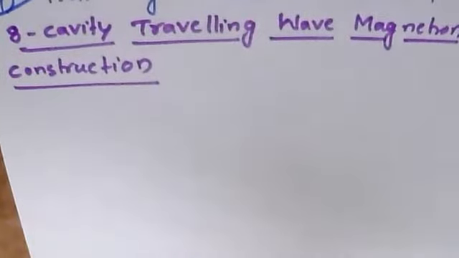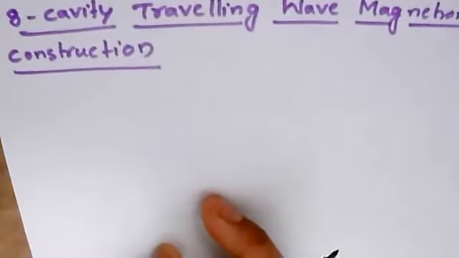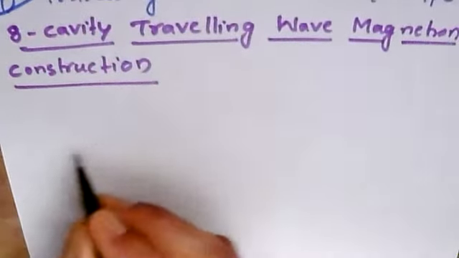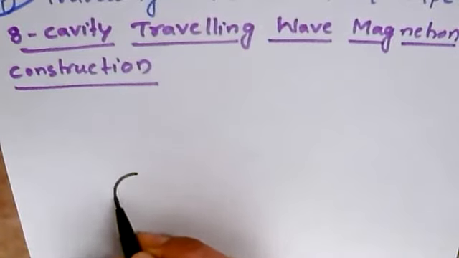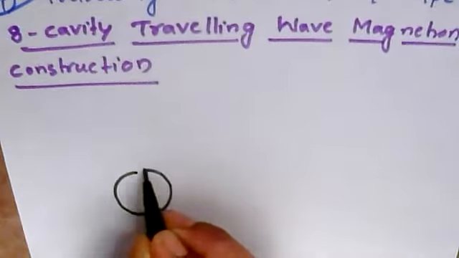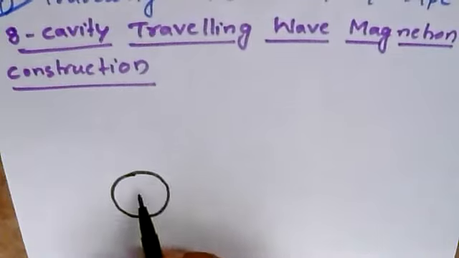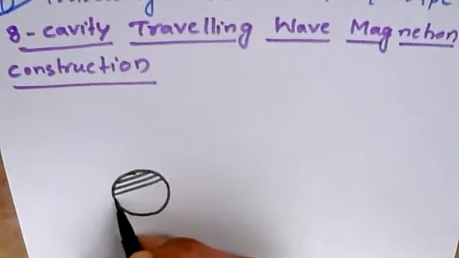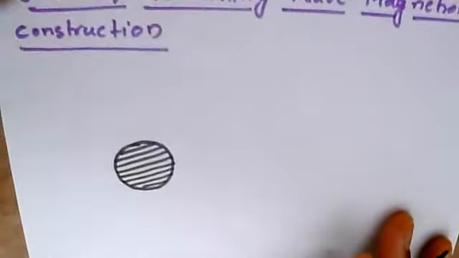First, initially, it has a coaxial cylindrical structure at the center. This is nothing but a coaxial cylindrical structure which will be acting as a cathode. So see here, see the construction, please do concentrate.